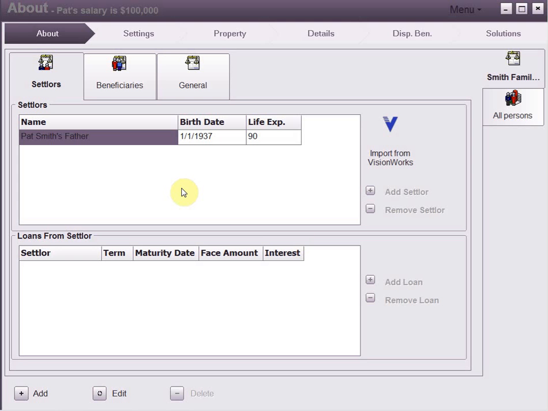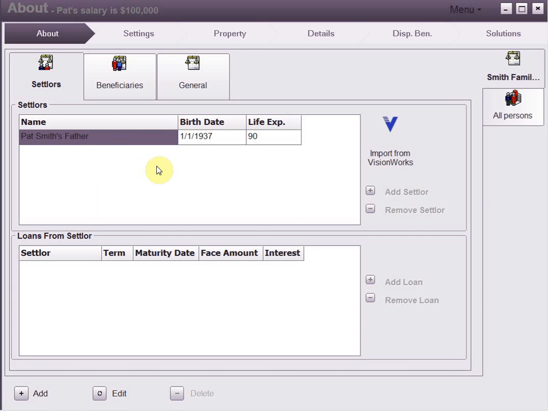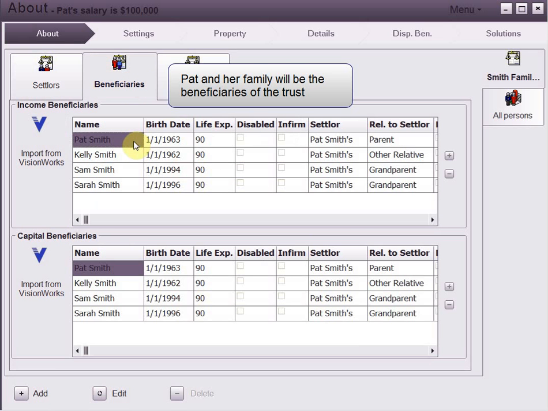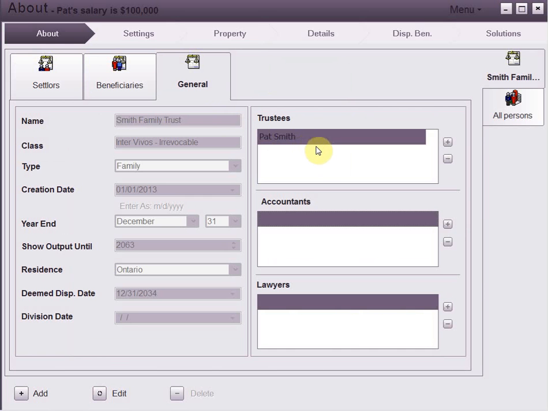Now when we set up the family trust, we're going to name Pat's father as the settlor, and the settlor is the one that transfers the shares of Acme over to the family trust. The beneficiaries are going to be Pat Smith's family members, so Pat herself, her husband, and the 2 children. In general, we're going to have Pat as the trustee, and the trustee is the one that decides how the money is going to be dispersed to the beneficiaries. There's likely going to be more than one trustee on this family trust.